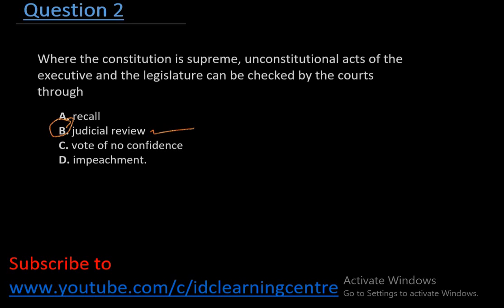Where the Constitution is supreme, unconstitutional acts of the executive and the legislature can be checked by the courts through judicial review. So, judicial review is judicial power to declare any actions of the executive and the legislature unconstitutional, null and void.